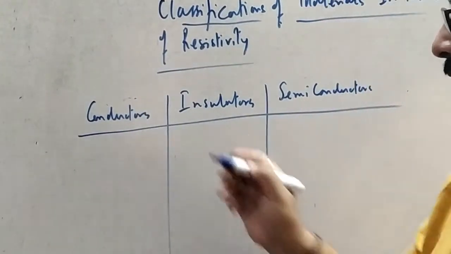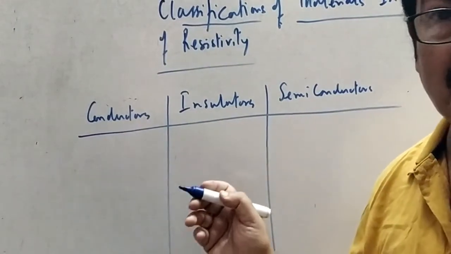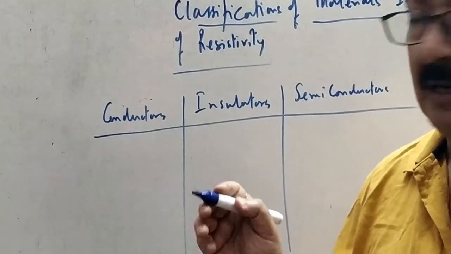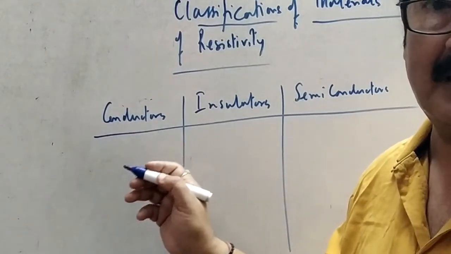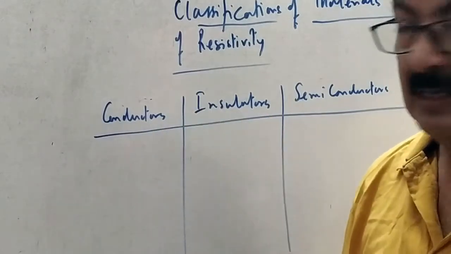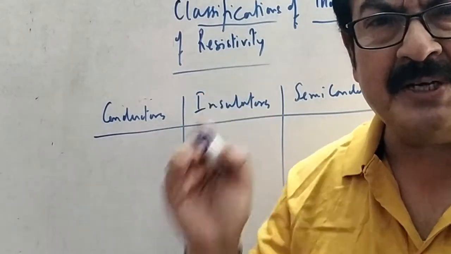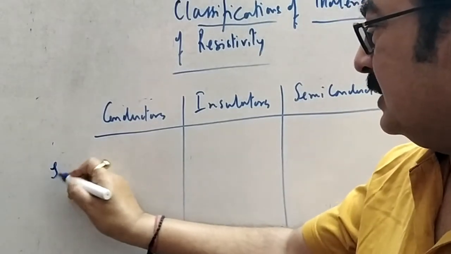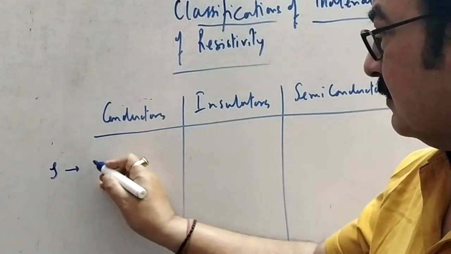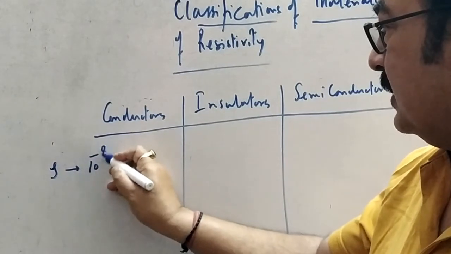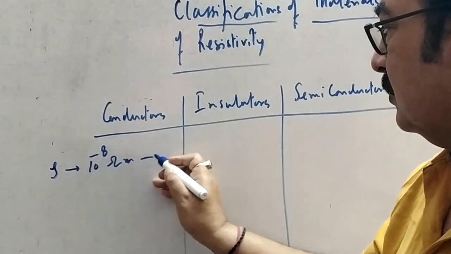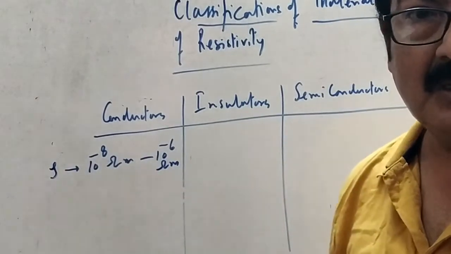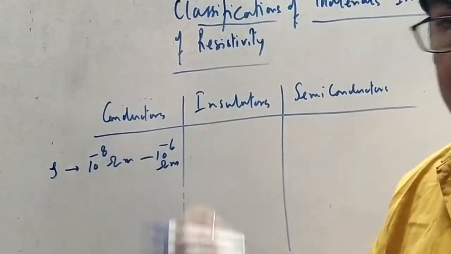Okay, now conductors are those which allow the smooth passage of current, or which can allow the smooth conduction of current through them. They are conductors, and they have very minimum, very less resistivity, almost negligible. The resistivity in a conductor is from 10 to the power minus 8 ohm meter to 10 to the power minus 6 ohm meter. Okay, this is what we have in conductors.